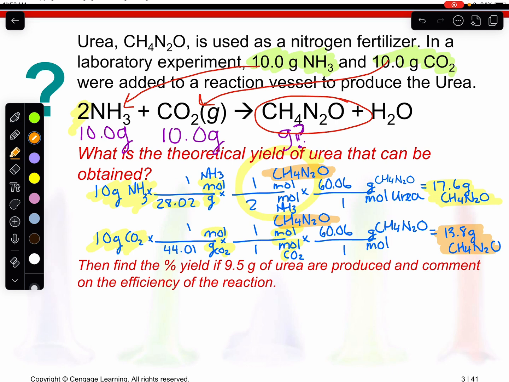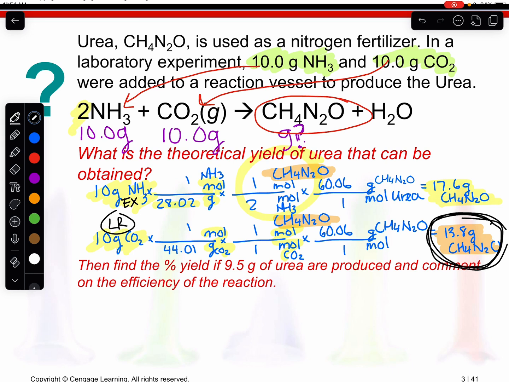So now this is when you can finally decide what is my limiting and what is my excess. And you have to have both of these final answers to decide that. So as you read before, the one that produces the lesser amount, which you guys can see here is the 13.8, that is your limiting reactant. Now your limiting reactant is not the product. It is the reactant that produces the lesser amount. So in this case, it's the CO2.